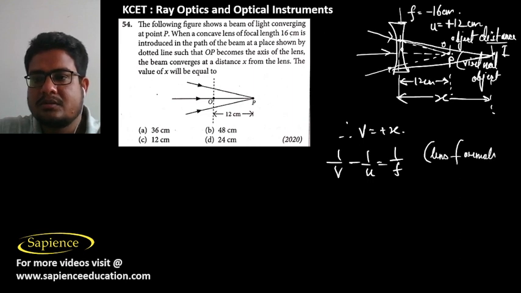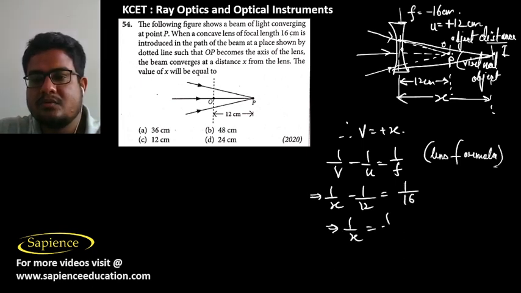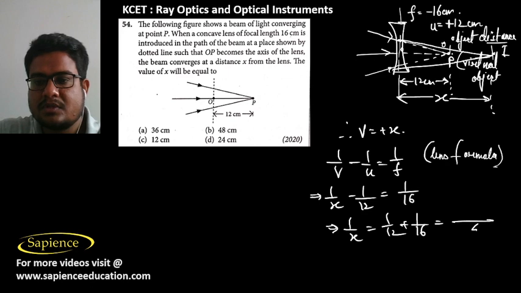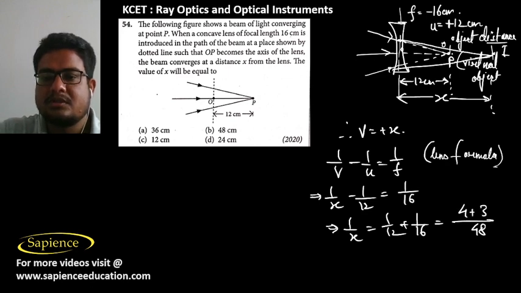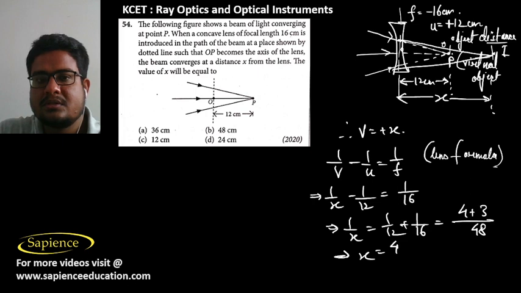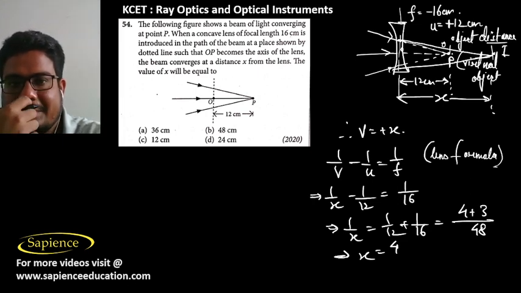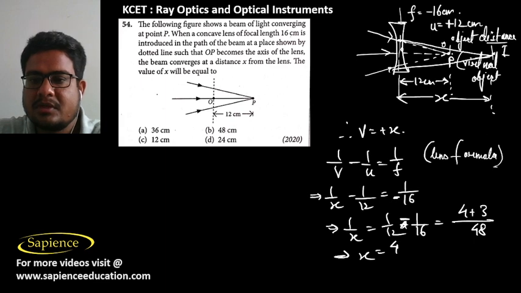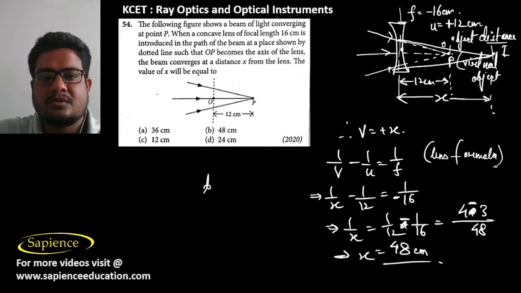You can apply that. So 1 by x minus 1 by 12 is equal to 1 by f, that is 1 by 16. Therefore 1 by x will be equal to 1 by 12 plus 1 by 16. The LCM is 48, so x will be equal to 48 centimeters. So option B is the correct answer.